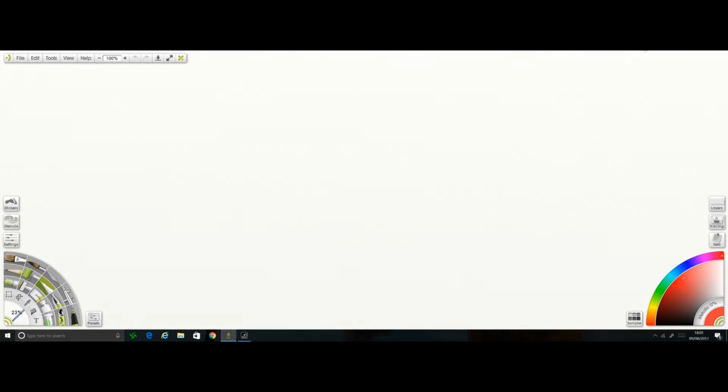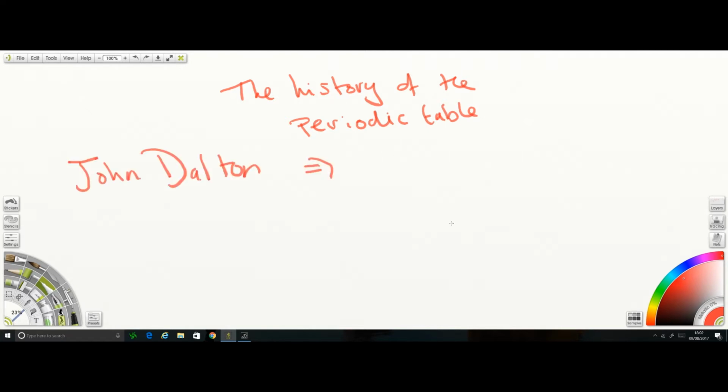So today what we're going to be looking at is the history of the periodic table. The reason why I decided to place it after the history of the atom is because there's a name that you will be familiar with, and so it kind of links with that. So John Dalton was one of the first people to think about ordering the elements in terms of their atomic weight. Okay, so he was the first person to think of that idea.